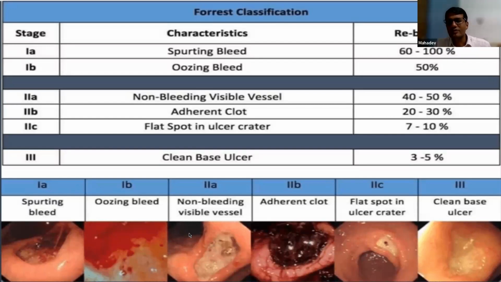So we need to be familiar with this classification. Whenever the endoscopist writes which is the classification, we need to correlate with the chances of rebleeding. These patients must be observed for rebleeds.